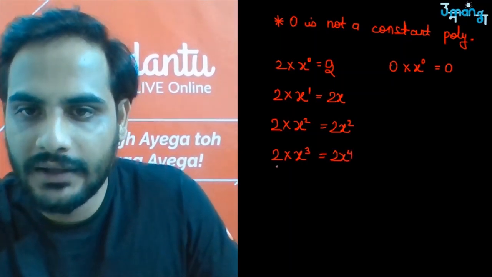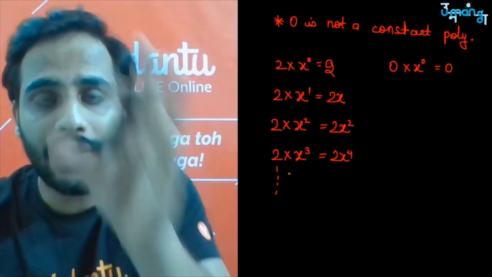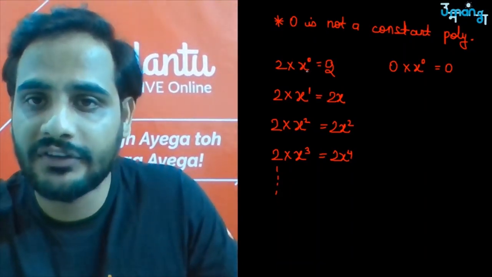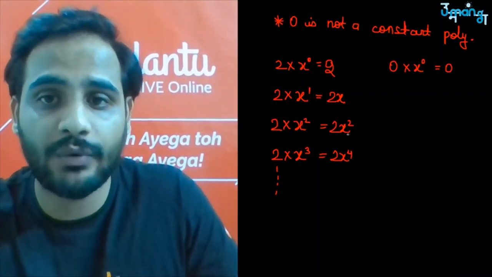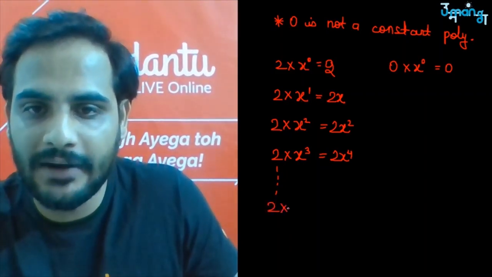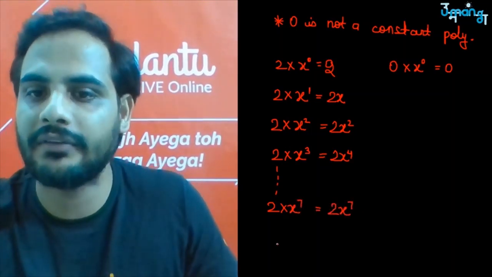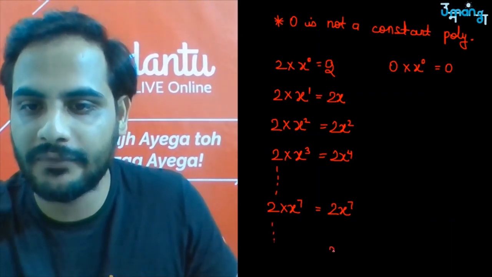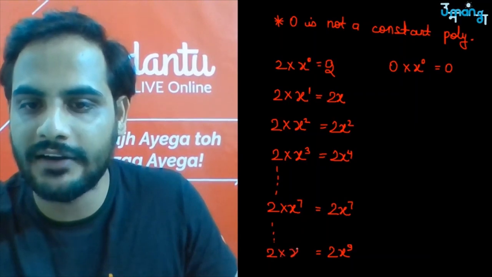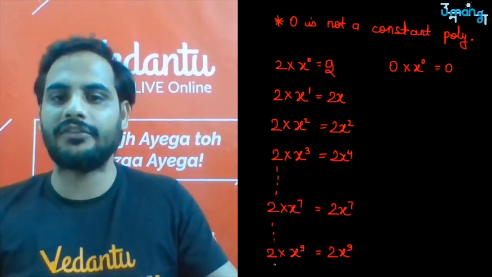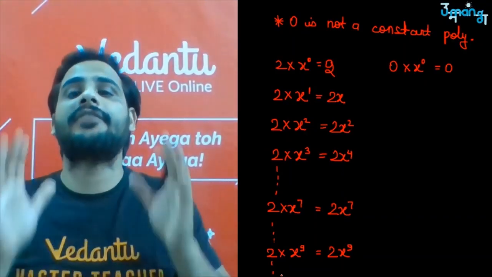This way, when you multiply 2 with different powers of x, your answer is always different. With x raised to the power 0, the answer is 2. Multiplied with x, the answer is 2x. Multiplied with x square, 2x square. In the same way, if I multiply 2 into x raised to the power 7, you can say it is 2x raised to the power 7. Suppose it is 2 into x raised to the power 9. You can clearly tell you have multiplied x raised to the power 9, and so on. So for different powers of x, you are getting different answers.